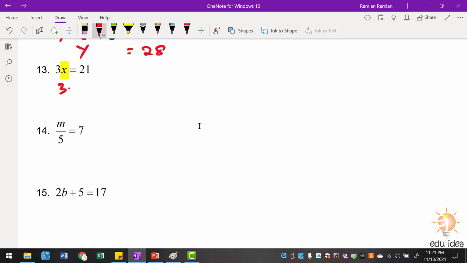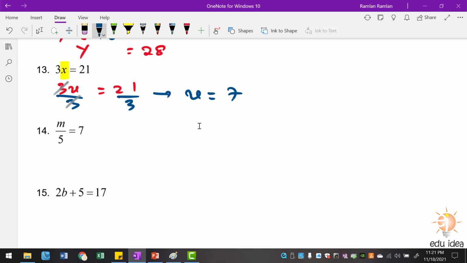So I will get 3x equals 21, and I'm going to divide both sides by 3. By doing so, we can cancel the 3, so that only leaves x on the left side, and then 21 divided by 3 is equal to 7. So I can write down x equals 7.